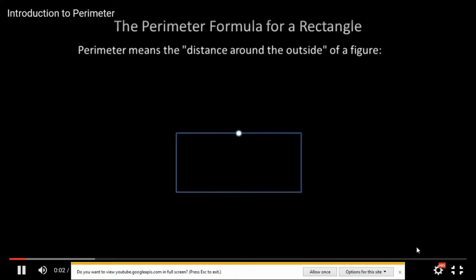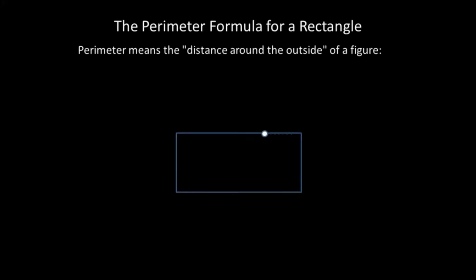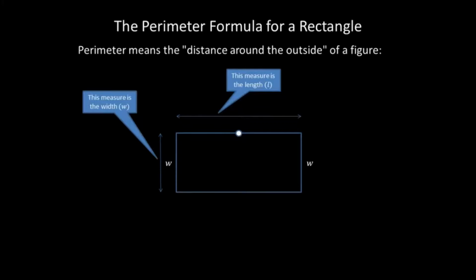Let's look at our first example of a formula, the perimeter formula for a rectangle. Perimeter means the distance around the outside of a figure. With a rectangle, the shorter side is called the width. The longer sides of a rectangle are called the length. The opposite sides of rectangles have the same measures.